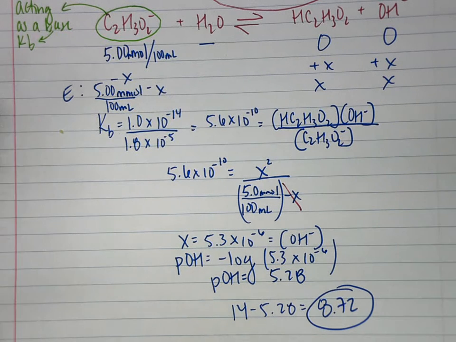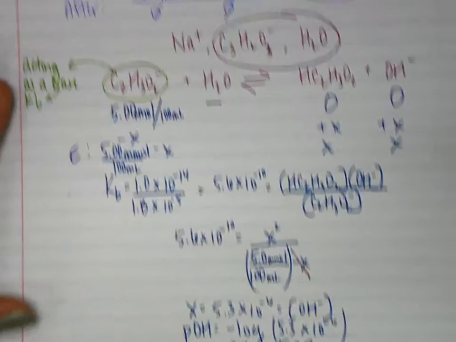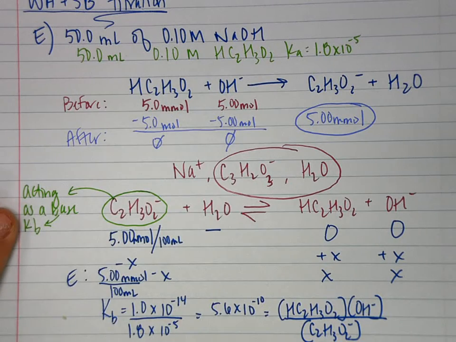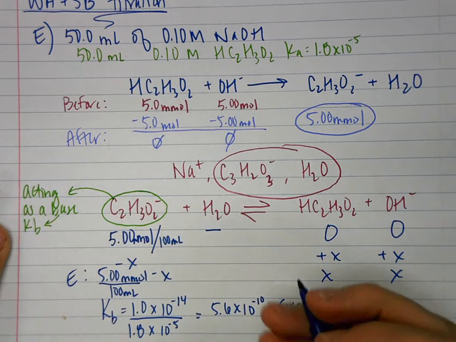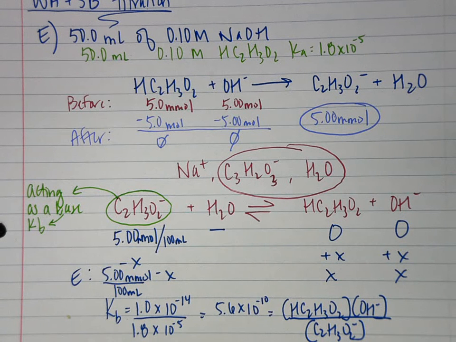8.72. Okay, this is at equivalence due to the fact that at the very beginning of our problem, all of our acetic acid and all of our OH were used up, okay? So this is an at-equivalence-point problem for a weak acid, strong base.